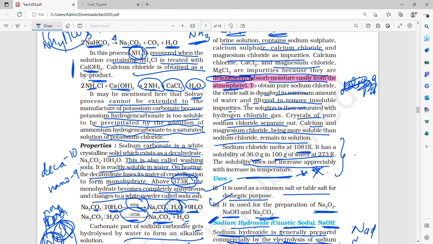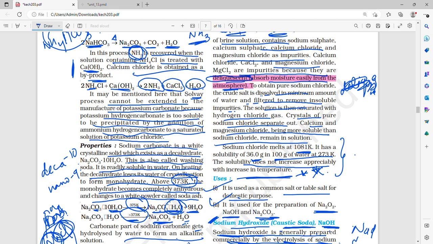Now the properties. Sodium carbonate is a white crystalline solid. It exists as a decahydrate. We saw that all the carbonates and hydrogen carbonates, except for lithium, are white crystalline solids. Sodium carbonate exists as a decahydrate, Na2CO3.10H2O. When it exists as a decahydrate, it is called washing soda. It is readily soluble in water.